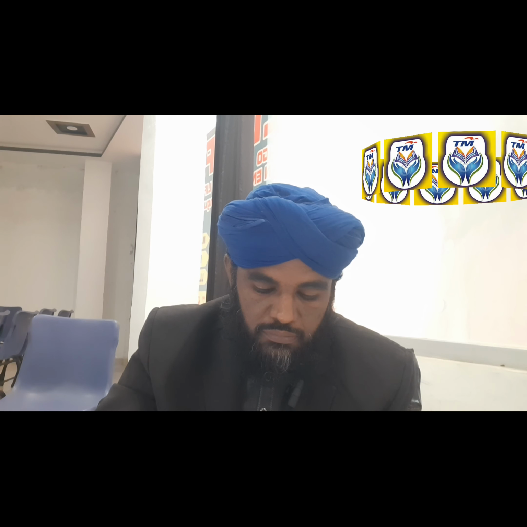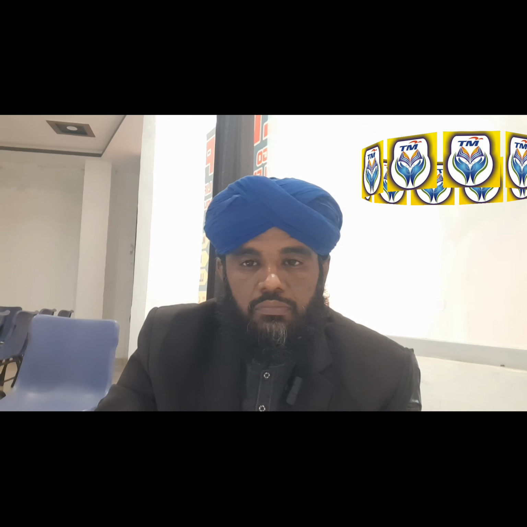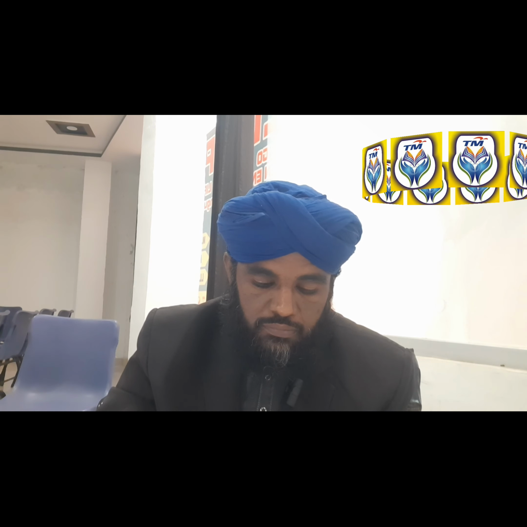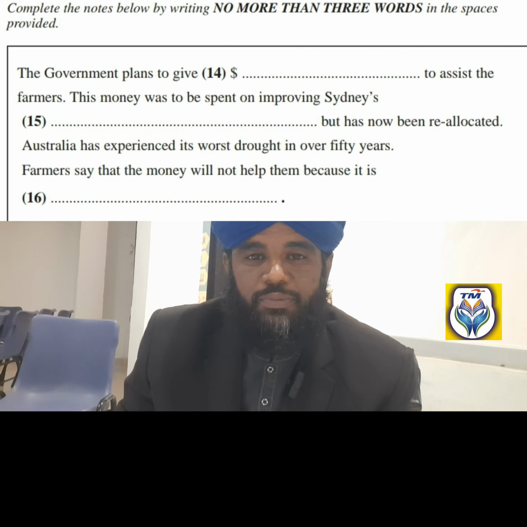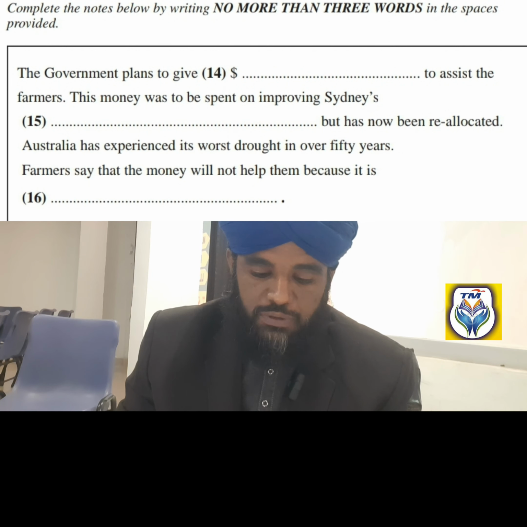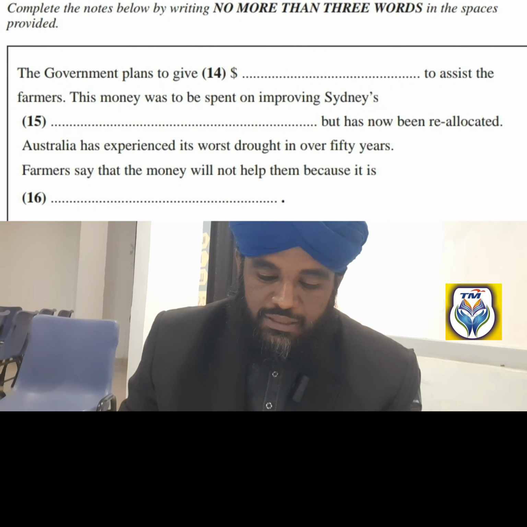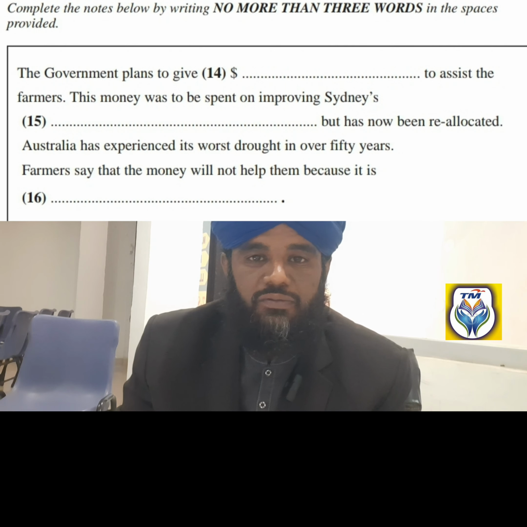As you listen to the rest of the news, complete the notes in the spaces provided. The Prime Minister has pledged today that he will make $250 million available to help the drought-stricken. So, point number 14, question number 14, actually each and every blank or space is equal to one question. So, question number 14 is the answer: $250. Yes, it has been given in the very start of this recording.